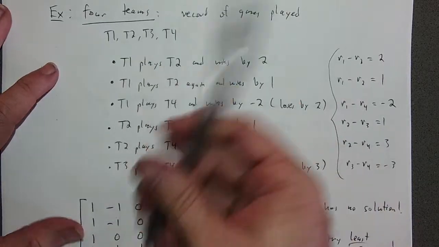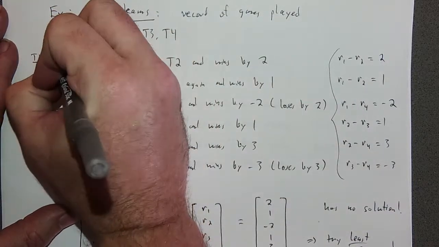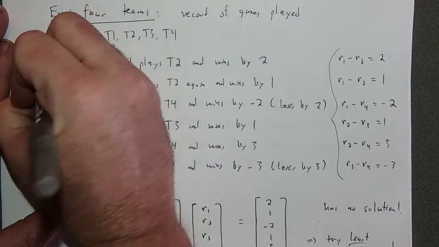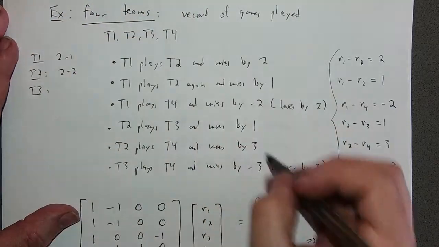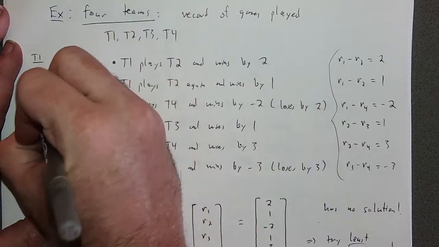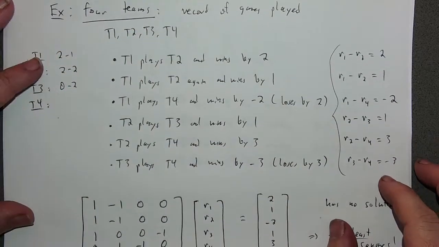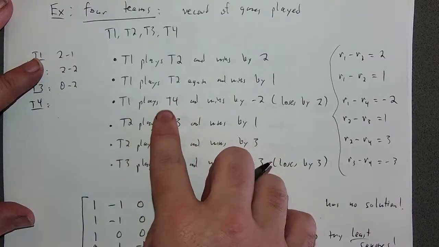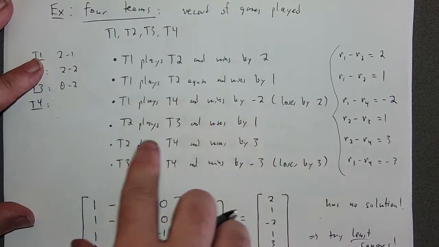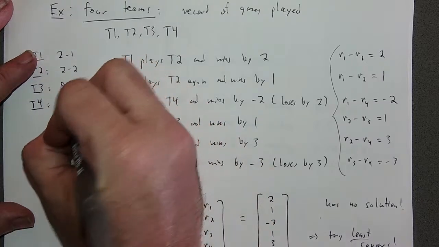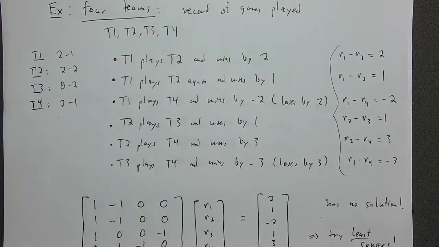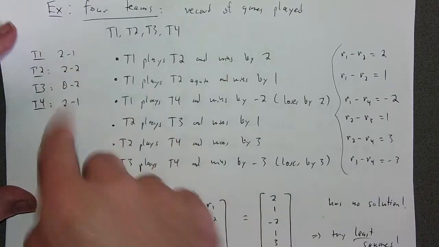Trying to keep track of all this in my head, doing a terrible job. So Team 1 is 2 and 1. Team 2 is 2 and 2. Team 3 is 0 and 2, and Team 4 played also 3 times and won once. No, they won twice, so they're also 2 and 1. Okay. So I think that works here. Okay, so these are my records, right?